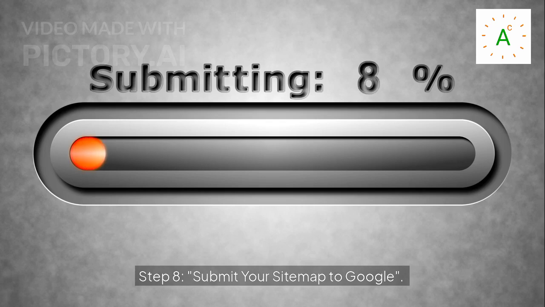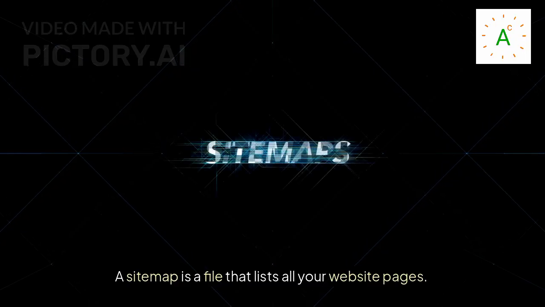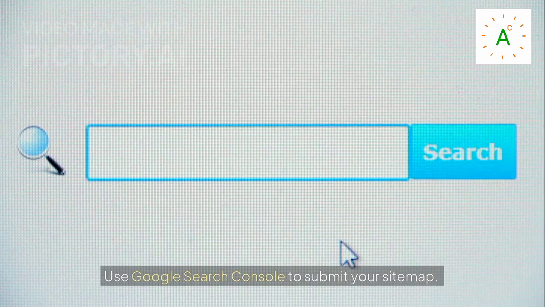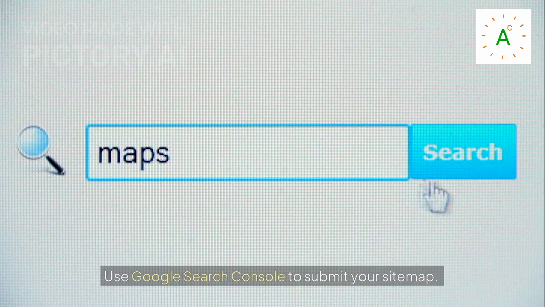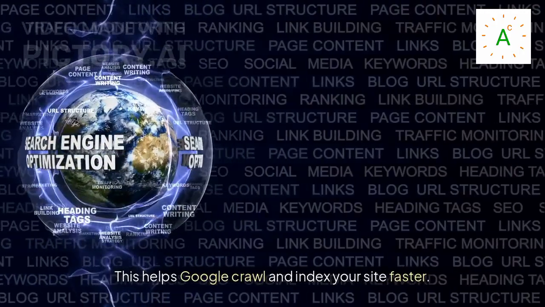Step 8. Submit your sitemap to Google. A sitemap is a file that lists all your website pages. Use Google Search Console to submit your sitemap. This helps Google crawl and index your site faster.